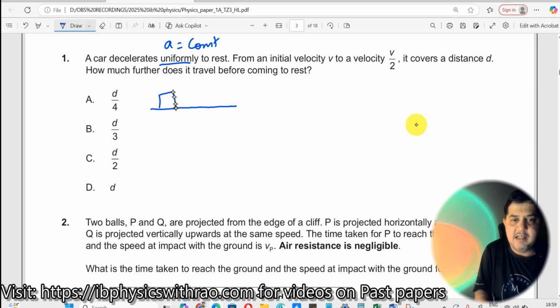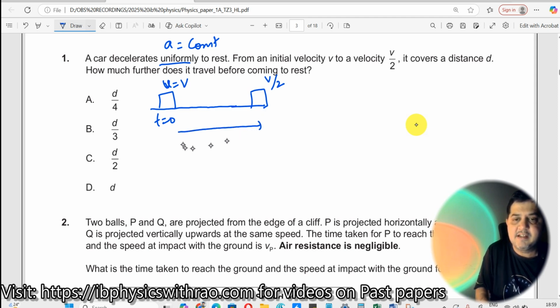Now this is the car which is moving. From an initial velocity v, so at t equal to 0, the initial velocity is u equal to v, to a velocity v by 2, it covers a distance d. It has covered a distance d in a time t seconds. Okay. How much further does it travel before coming to rest?